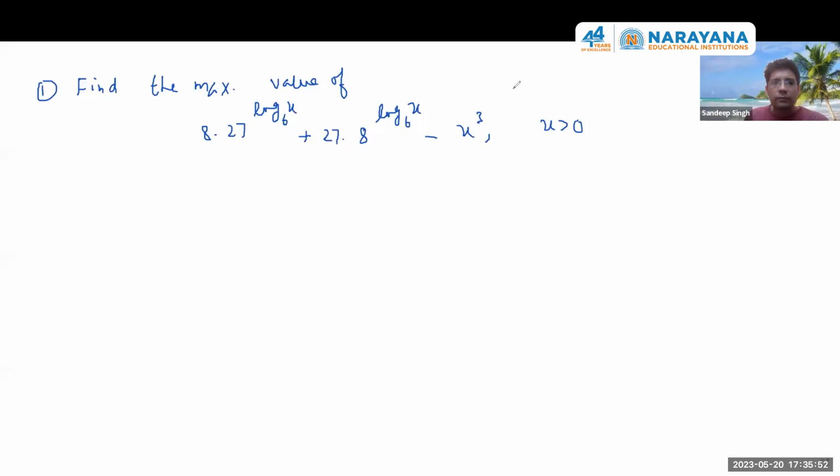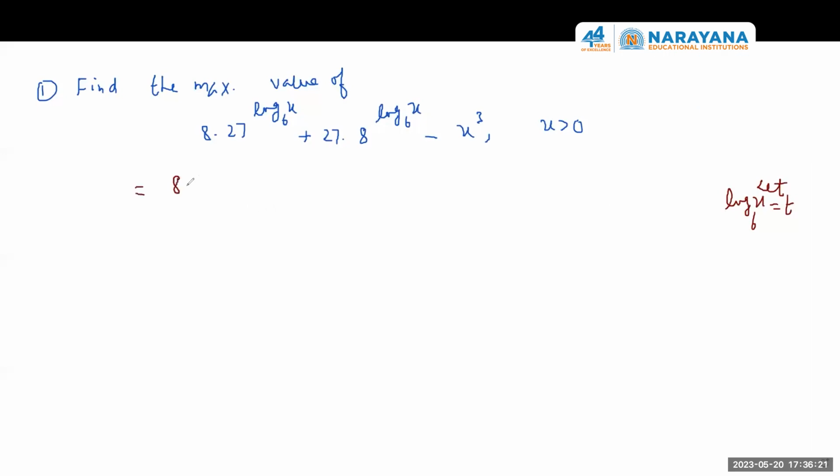Before that, you must observe that here there is a log and here there is x cube. So the first objective should be to simplify this expression. Log base 6 x cube is not a constant. You should take this as some variable. So let us take log x base 6 as t. So this will be equal to how much?